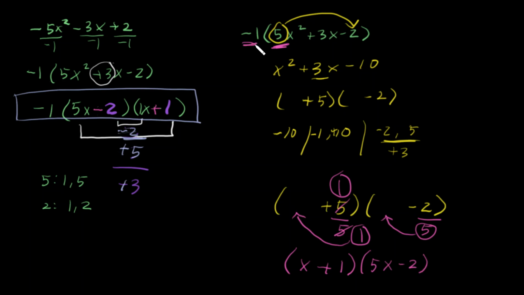Don't forget that negative 1 that you factored out in the beginning. And so that is your final answer. Just like the trial and error method, it's the same thing. Same answer. Okay? Good job.